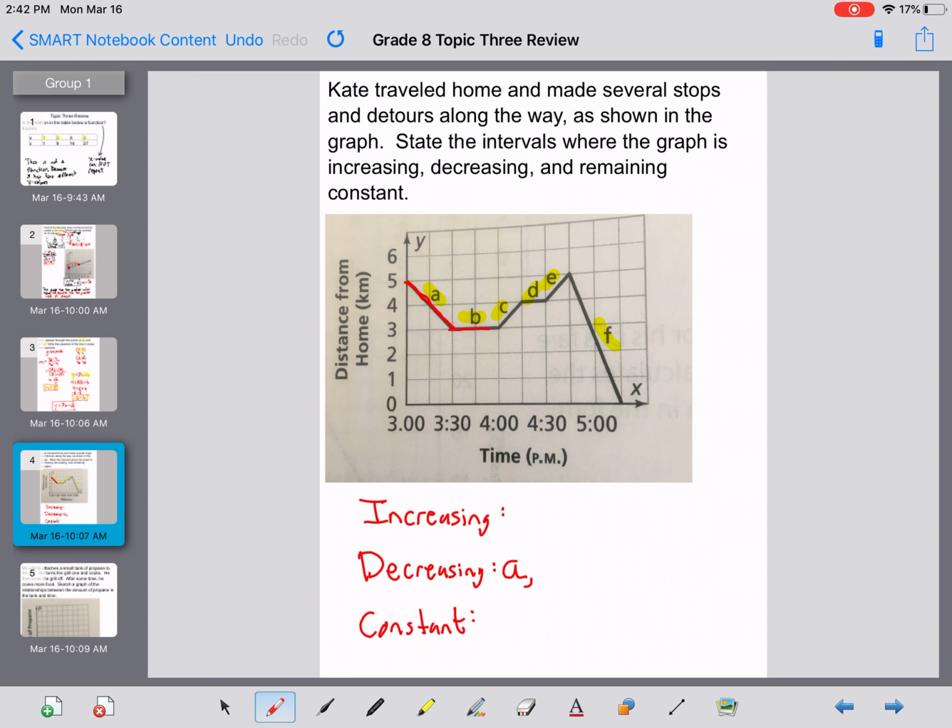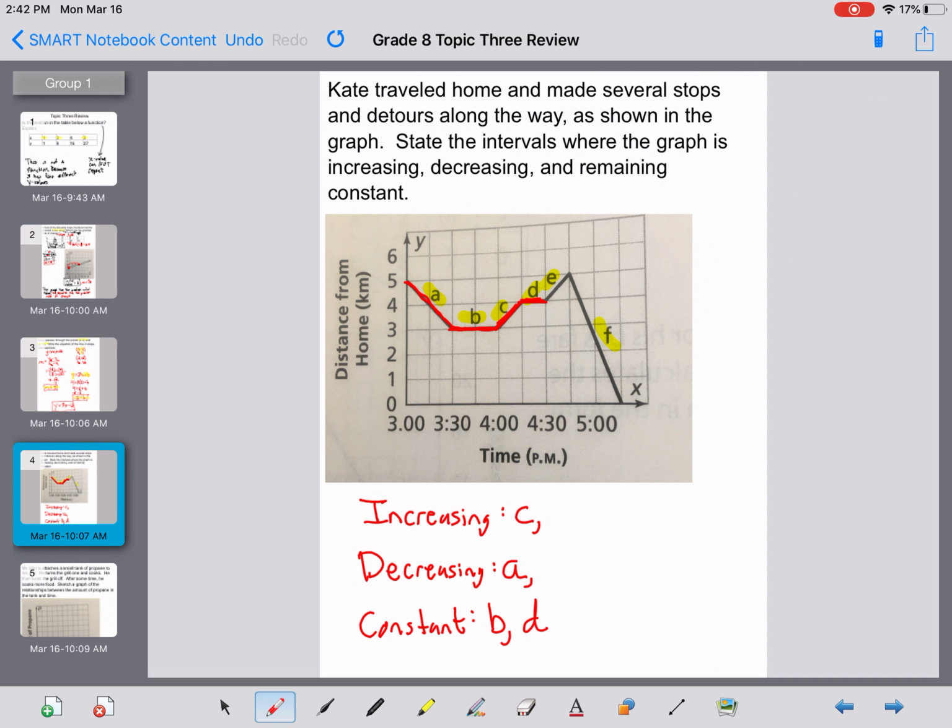B, her distance is staying constant, so that means she stopped somewhere and didn't move. It's staying level. So that would be where she's staying constant. For interval C, we are increasing or going up from left to right, so her distance from home is increasing. So that means she must have been walking farther away from home. Once she got to this point, her graph leveled off here. She stayed constant again, so she wasn't moving.